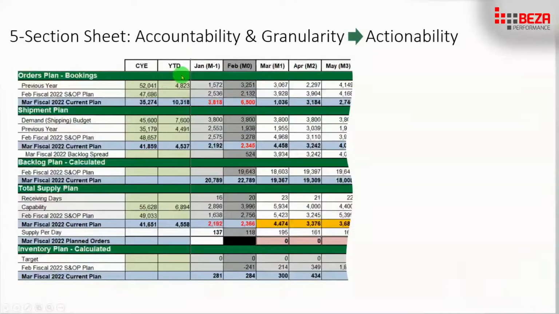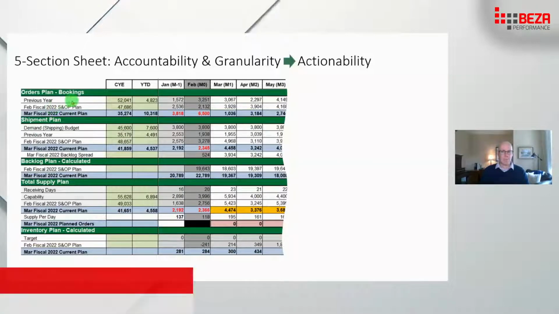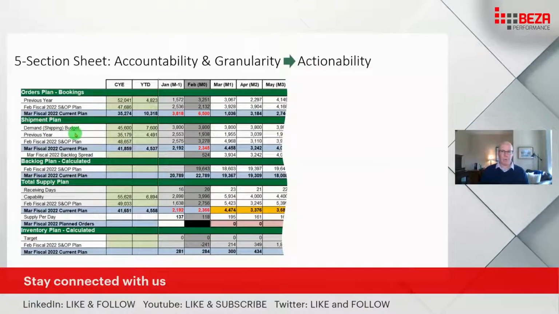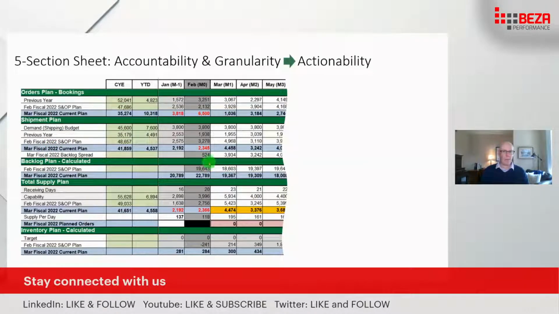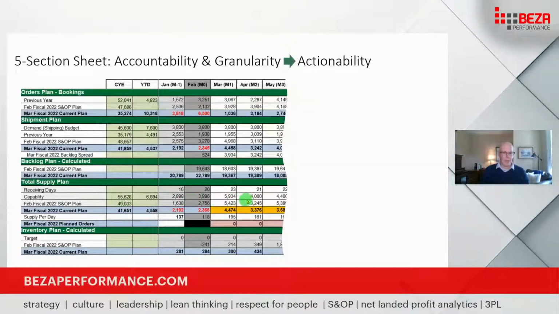We've got our bookings here at the top, and our shipments next. Our bookings are the new orders that have come in. Our shipments are the orders that we're sending out, going out the door. We've got our backlog plan, which we show both as a total number as well as your current aged backlog, or open orders. Then we've got our supply picture, made up of capability and our production plan. And then we've got our inventory down here.